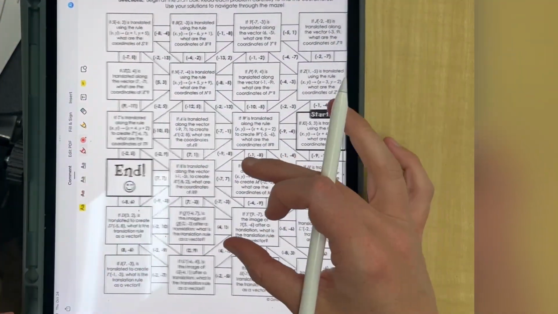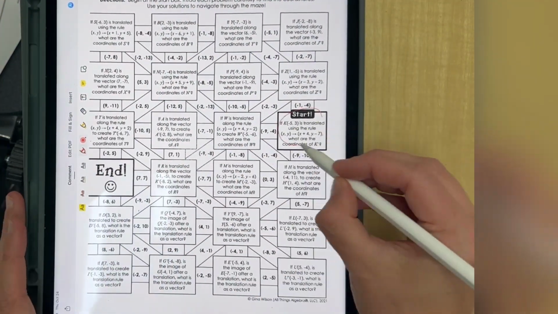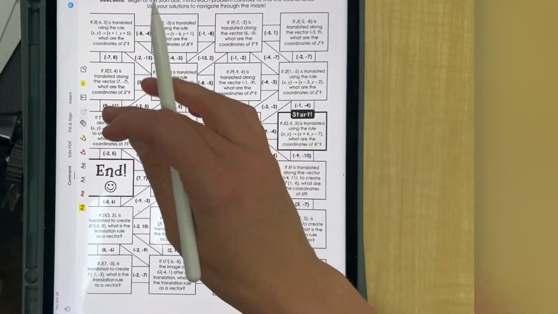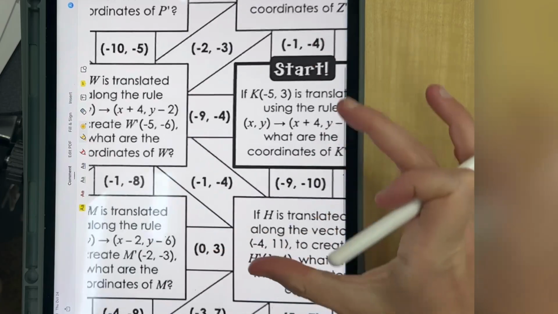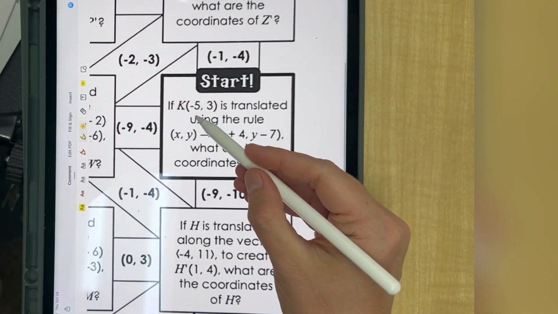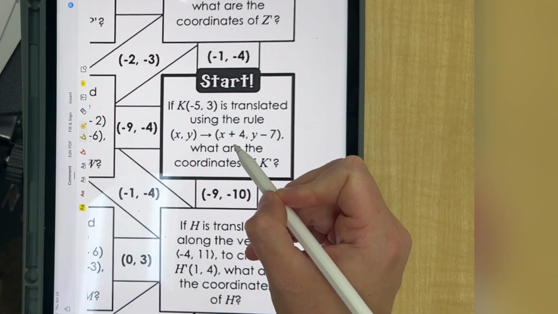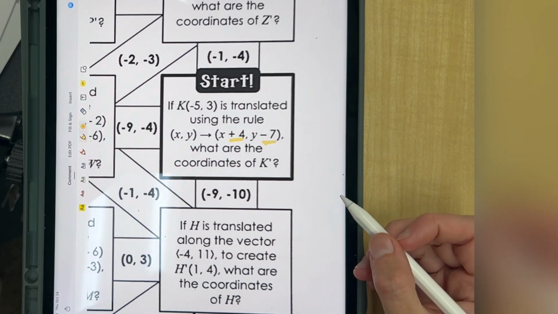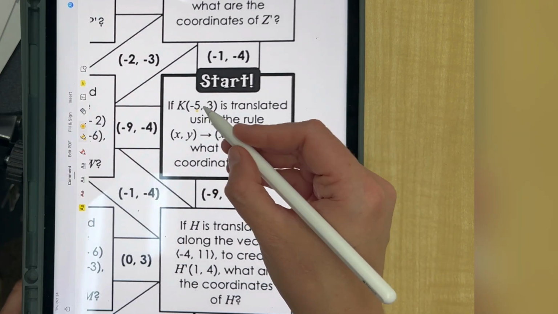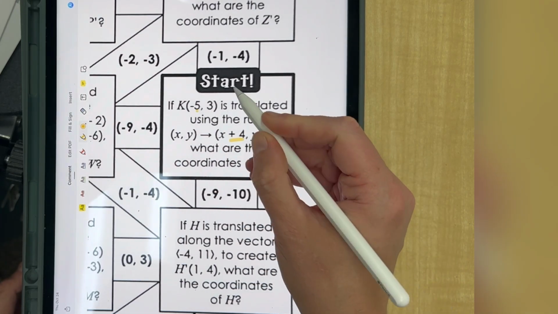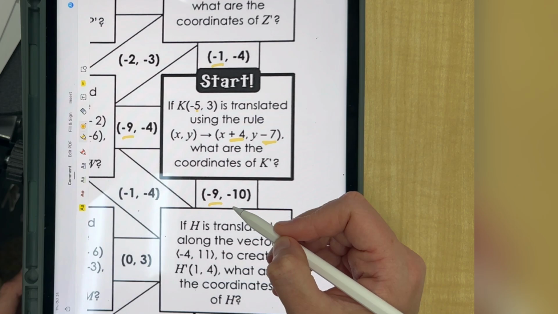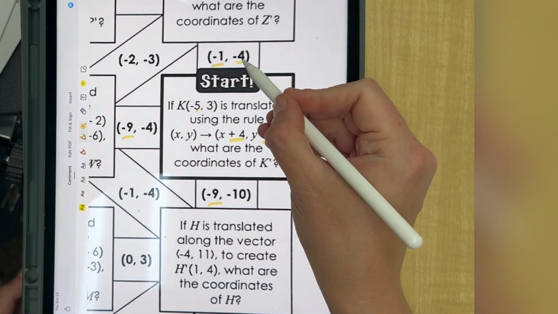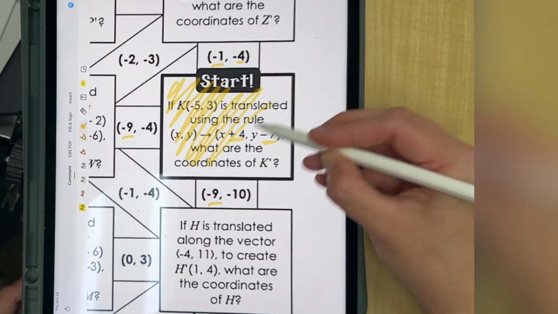Okay, so this looks kind of confusing, so I'm going to show you where to start. You're going to start right here. So let's read what it says. It says K is at (-5, 3), and it's translated using the rules: add 4 to your x, subtract 7 from your y value. Where would K prime be? So what's -5 plus 4? Is it -1, -9, or -9? Well, you should know that's going to be -1. And then what's 3 minus 7? Is that -4? Yes.